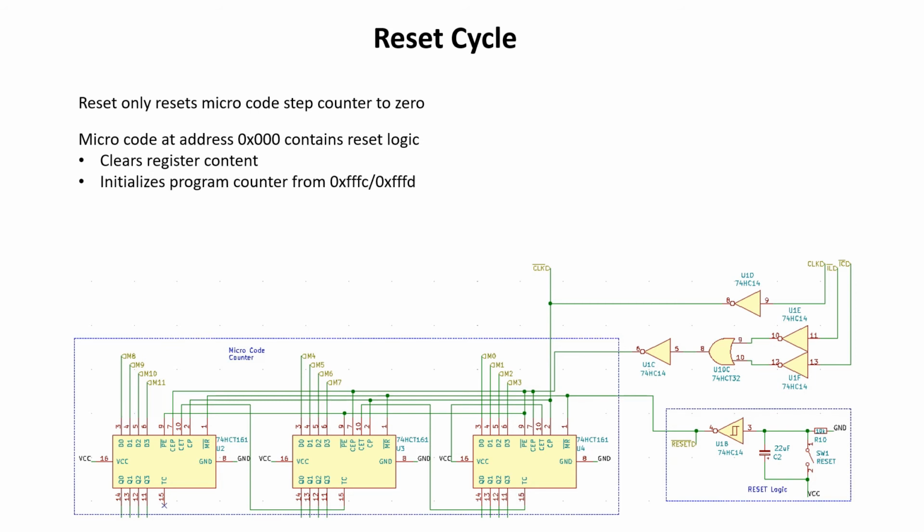It initializes the program counter, so in this case it reads the address from FFFC and FFFD into the program counter, and then it jumps to the normal fetch code of the microcode to start the program operation.